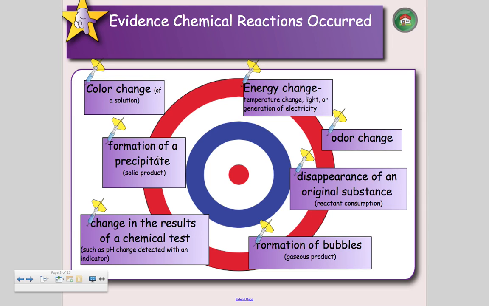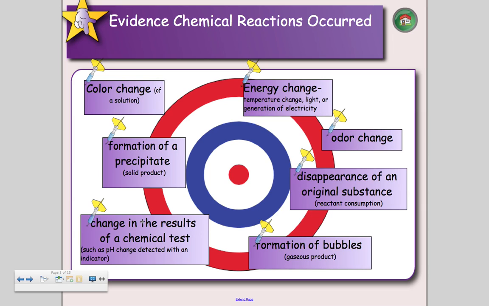The formation of a precipitate. It's pronounced precipitate, so I should have said it correctly. And that means a solid product. So something that was liquid, you poured something in, and there was then a solid product.